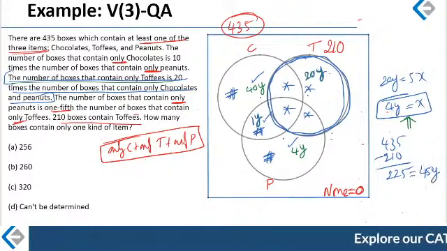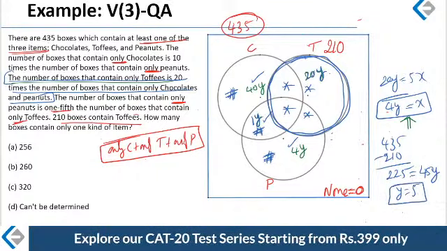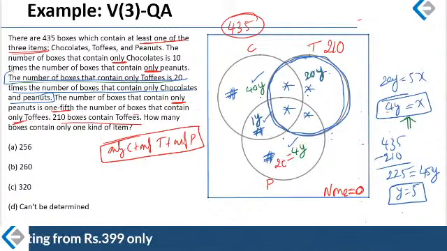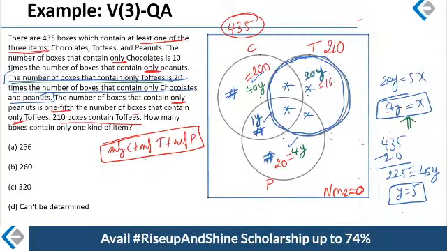45y is equal to 225. Therefore what is the value of y? The value of y is equal to 5. Once you got the value of y, you got only peanuts. That is 4 into 5, which is 20. So this is 40 into 5, which is 200. This is 20 into 5, which is 100. Therefore together it becomes 200 plus 100 plus 20, which becomes 320.